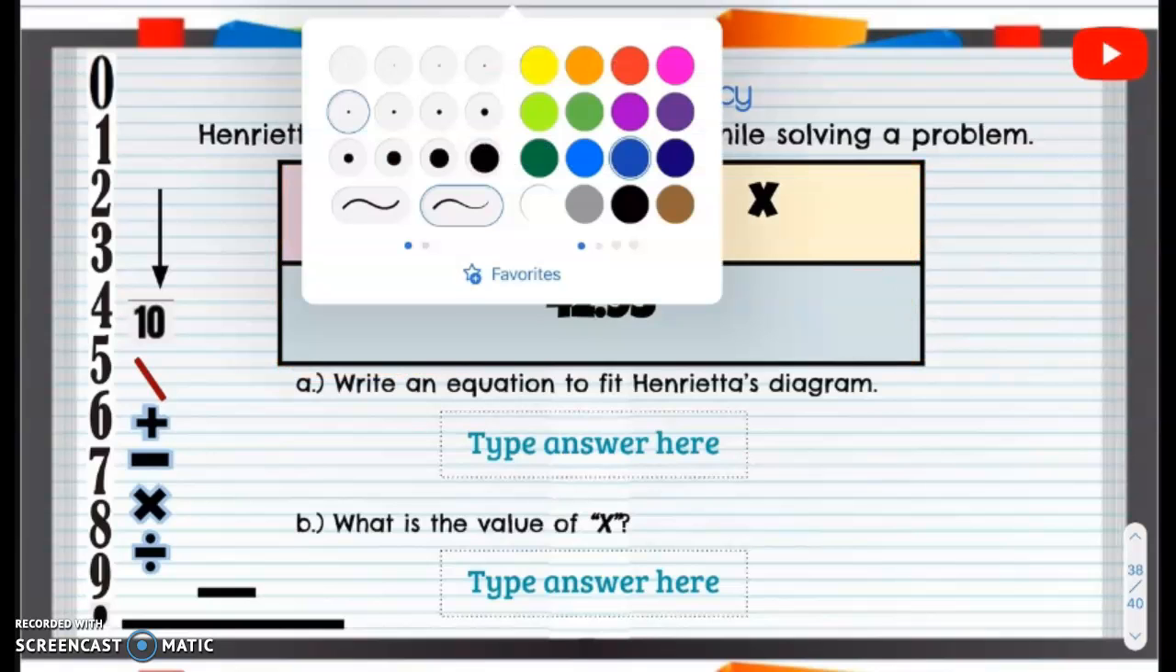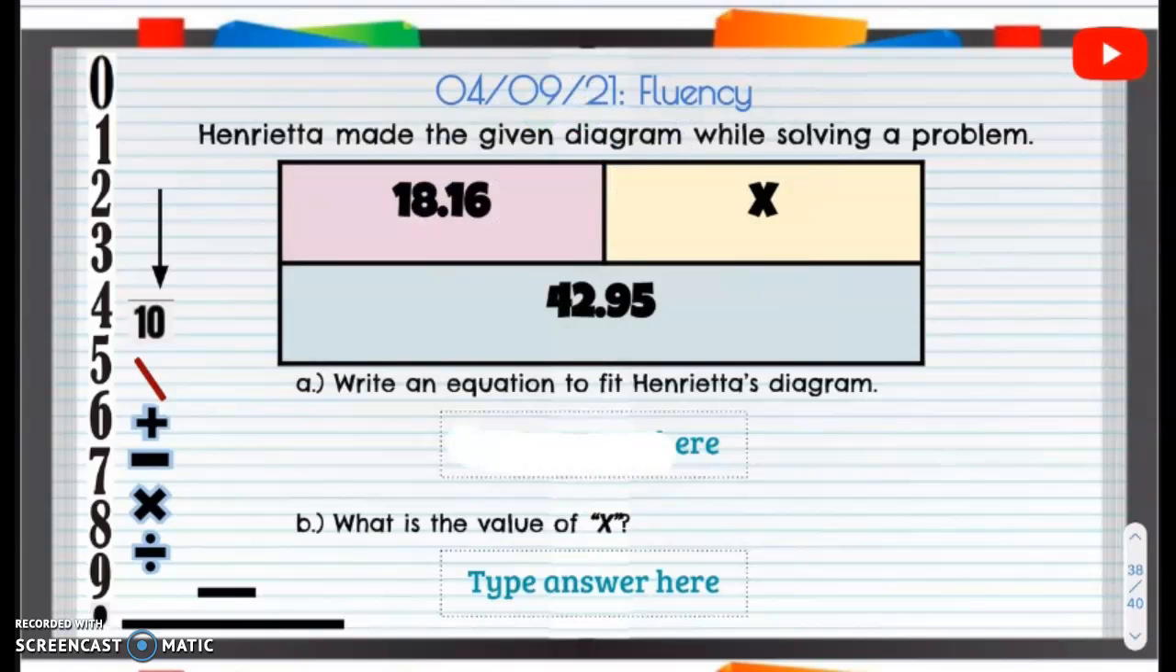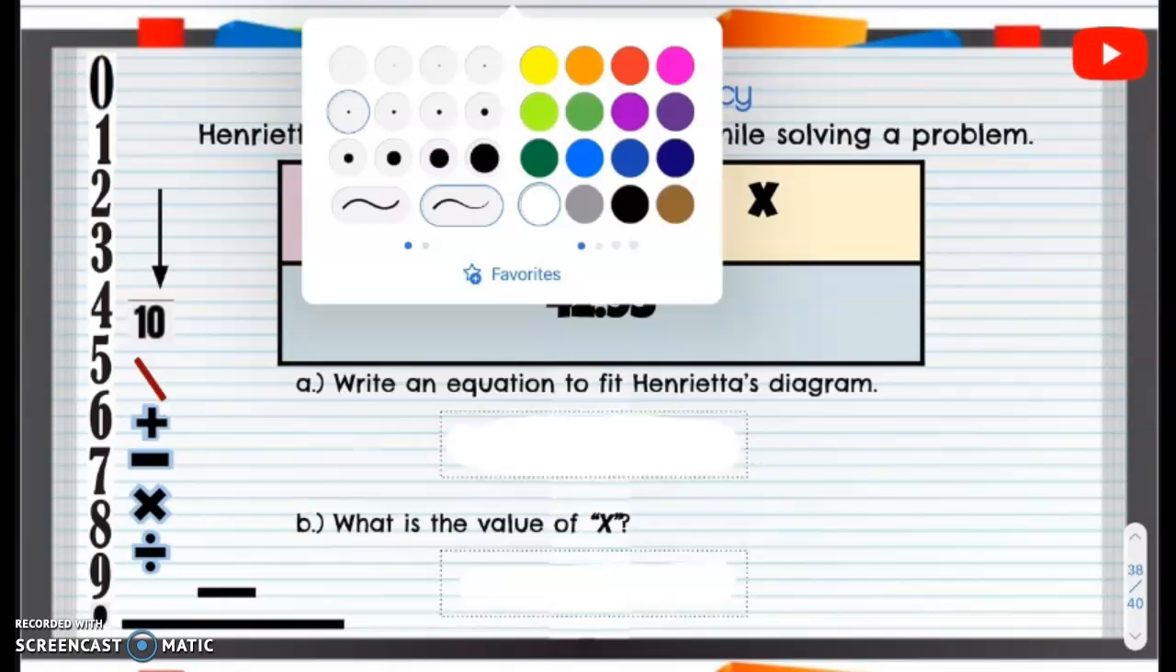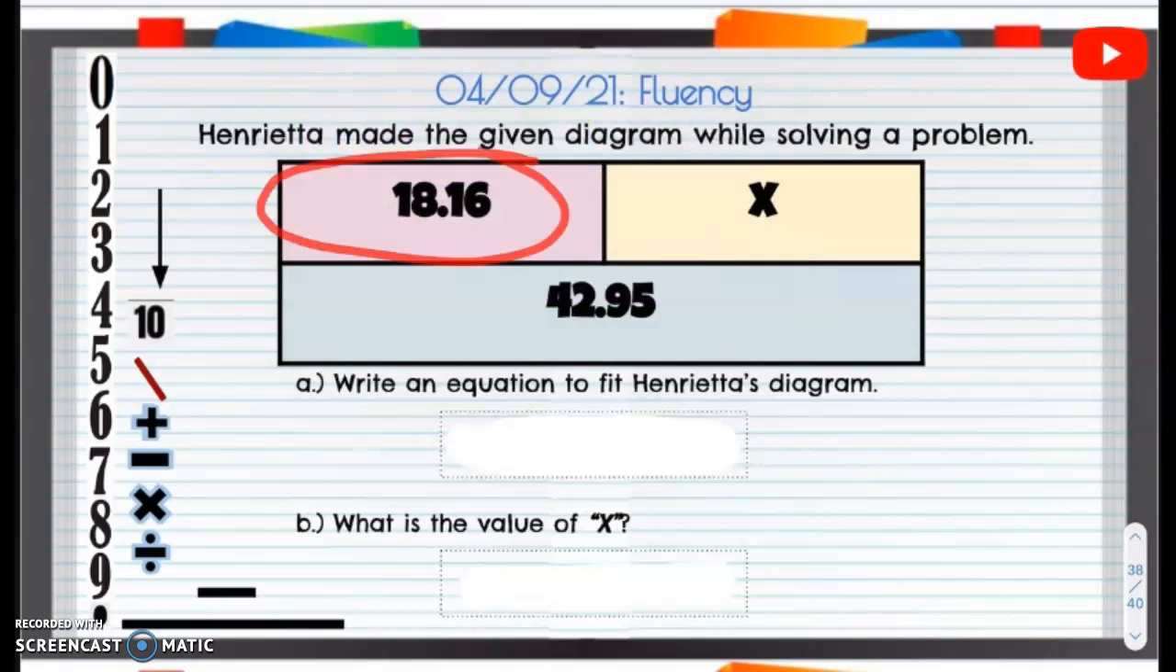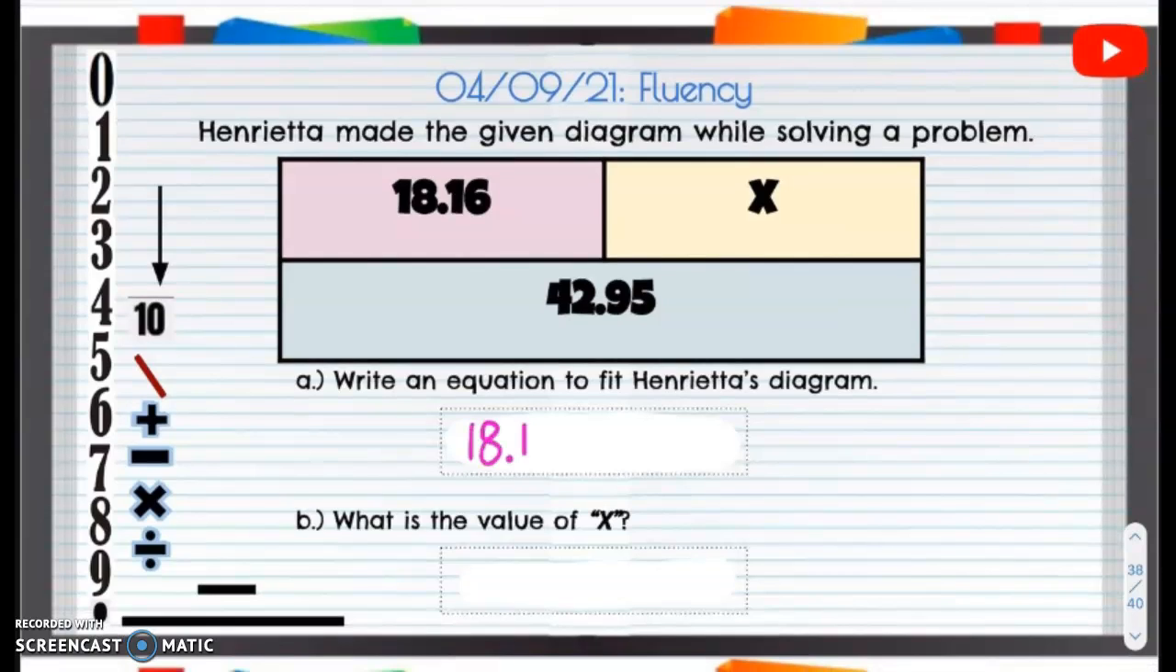So if we take a closer look at that, what does that really mean that we can do with these? If we take this box and this box, if you put them together, they equal this length. So what if we added 18 and 1600ths plus that x is going to equal the 42 and 9500ths. That wasn't too bad. It was just a picture that we had to make an equation for. Remember, an equation is going to have an equal sign.